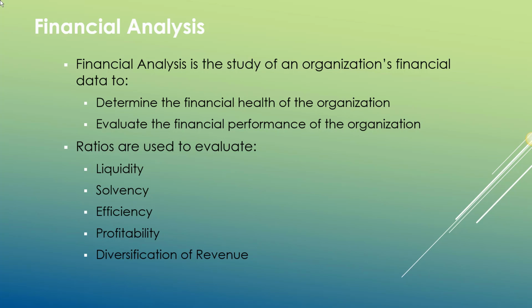So financial analysis is the study of an organization's data to determine its health and how the organization performs. We can look at that at an organization over time and between organizations of a similar type. To do this financial analysis, we look at various types of ratios: liquidity, solvency, efficiency, profitability, and diversification. And we'll go into each one of those and what those terms mean.